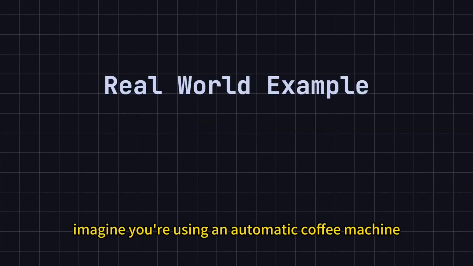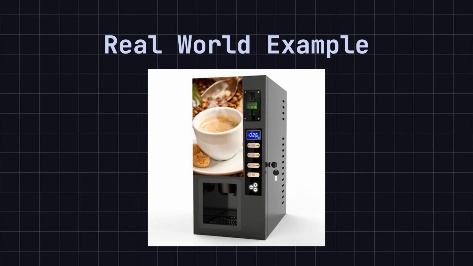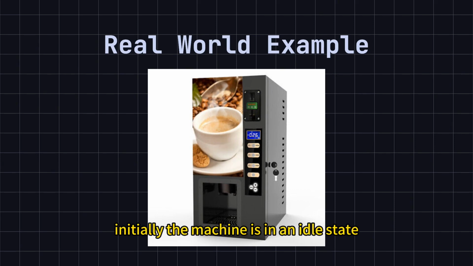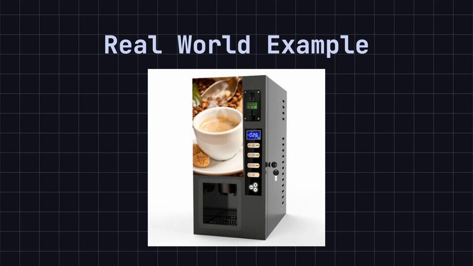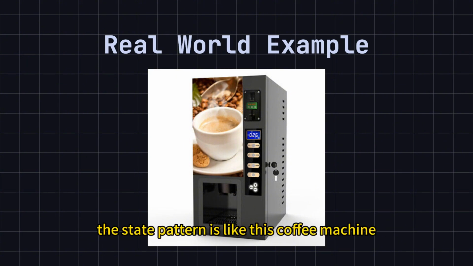Imagine you're using an automatic coffee machine. This coffee machine handles your requests differently based on its current state. Initially, the machine is in an idle state, waiting for you to select a coffee type. Once you make a selection, it switches to a preparing state and starts making the coffee. After the coffee is ready, it moves to a completed state, waiting for you to collect your coffee. In each state, the coffee machine behaves differently. The state pattern is like this coffee machine, managing an object's different states to change its behavior accordingly.